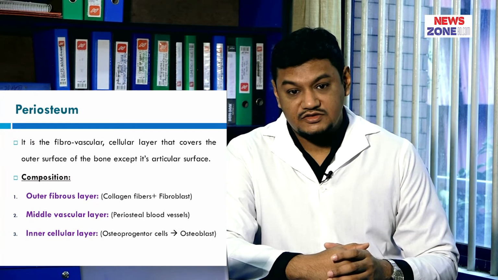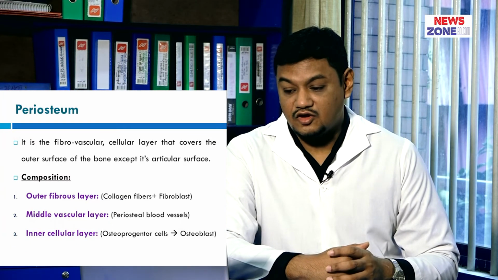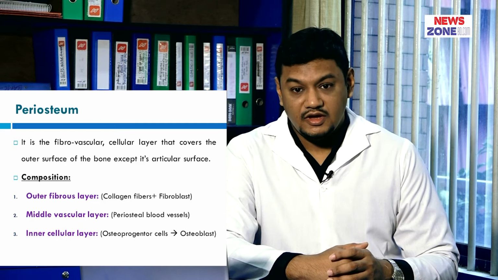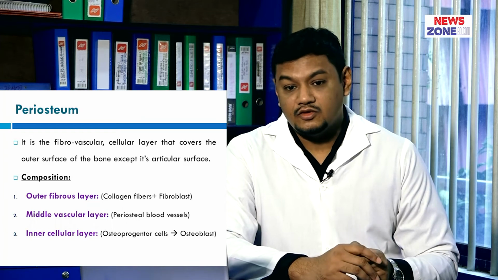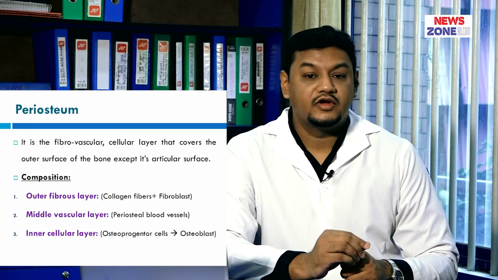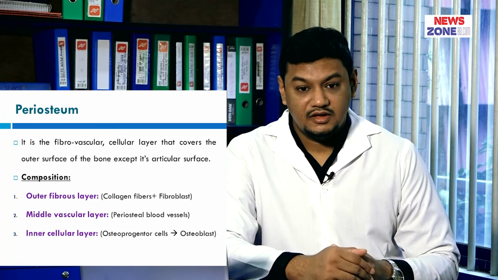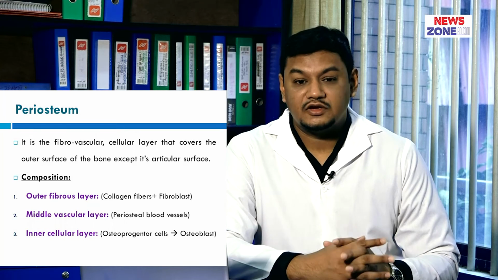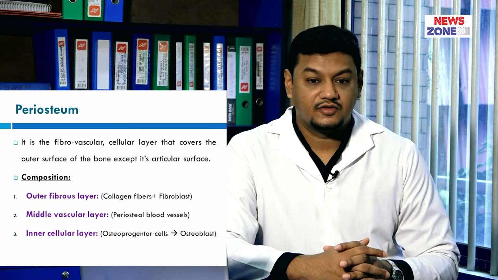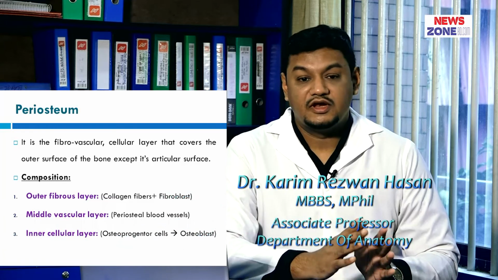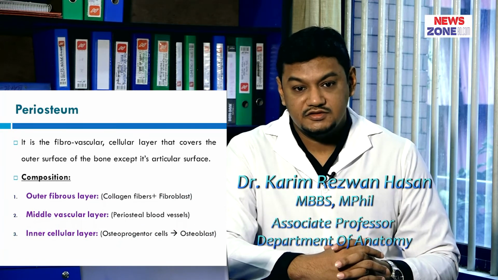It is a fibrovascular cellular layer that covers the outer surface of the bone except its articular surface. That means it will totally cover the bone, but it will not go onto the articular surface. Why? Just because the articular surface is mainly covered by a hyaline cartilage that is called the articular cartilage. Periosteum will never go over the articular cartilage.